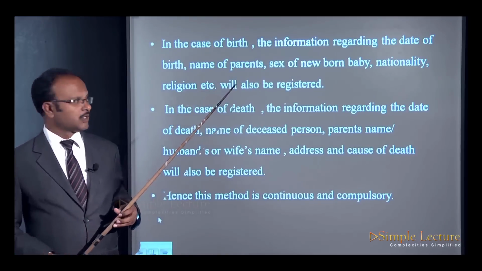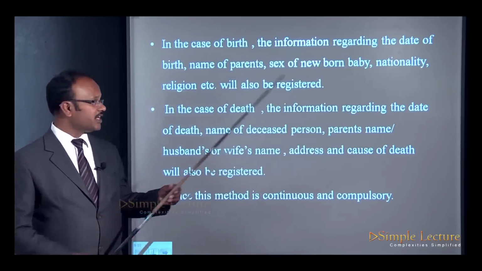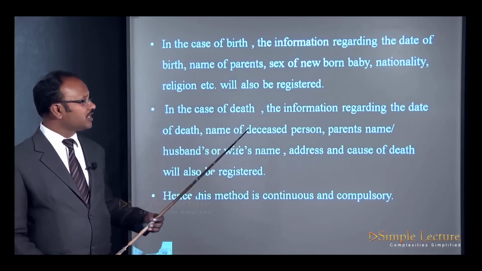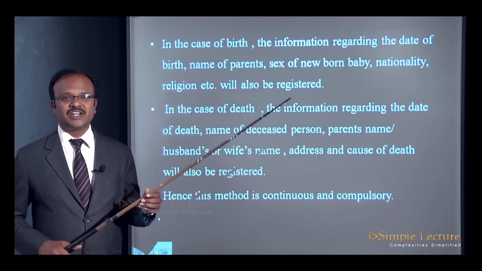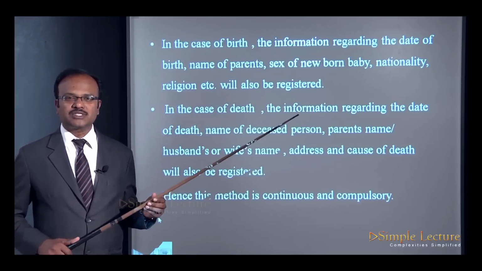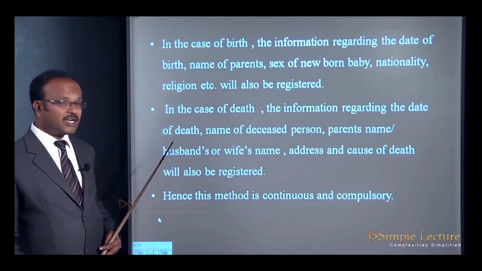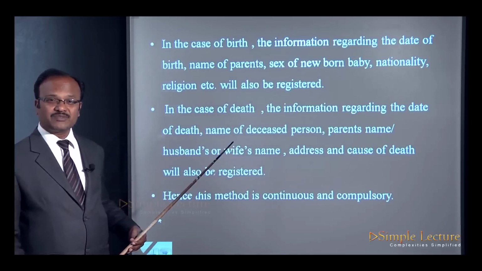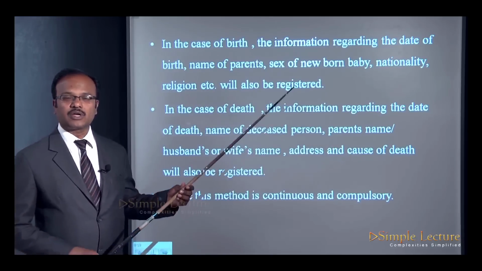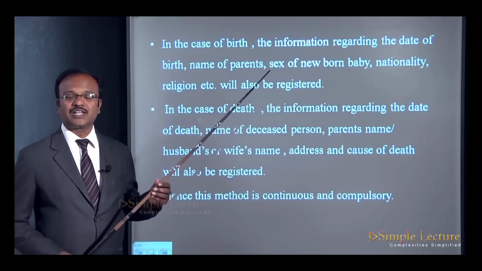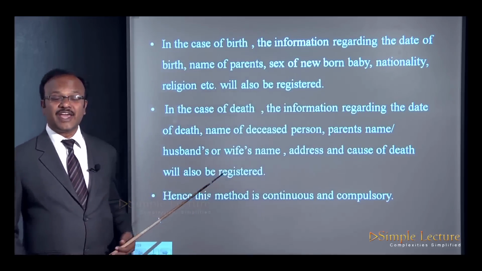So the details like the sex of the baby that is born, the name of the parents, everything will be recorded. And in the case of death, the information regarding the date of death, the name of the deceased person, the name of the parents, or the husband's name or the wife's name, the address of that particular deceased person or his parents or other guardians, and the cause of the death.